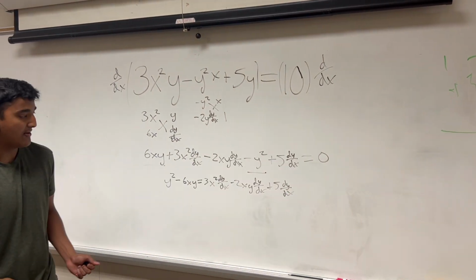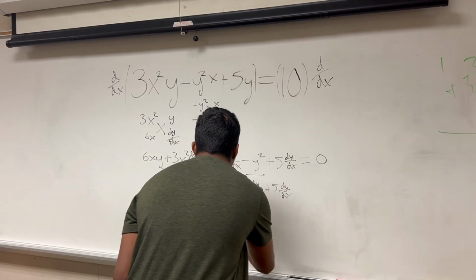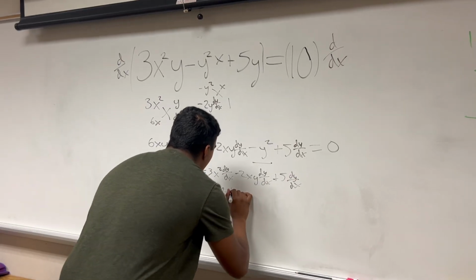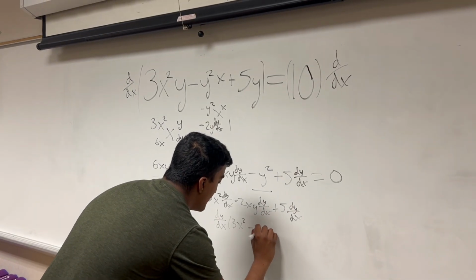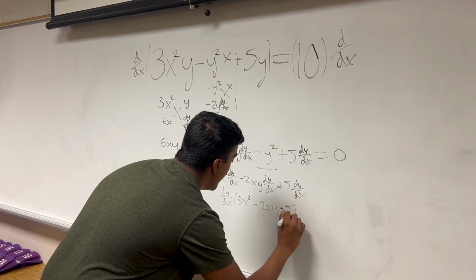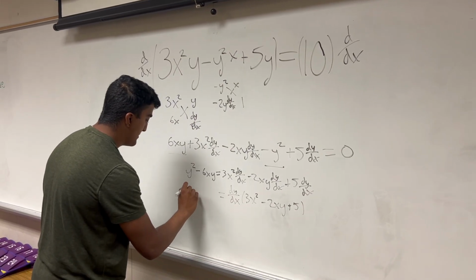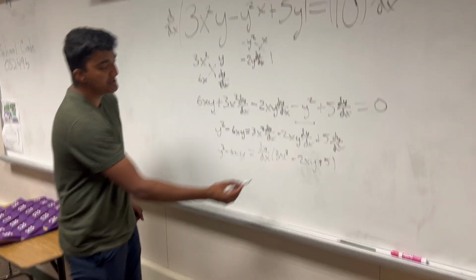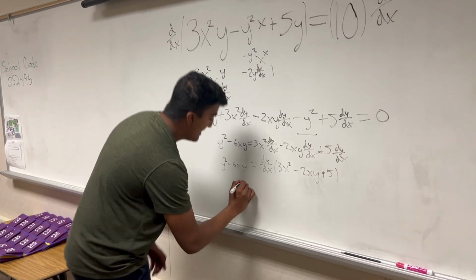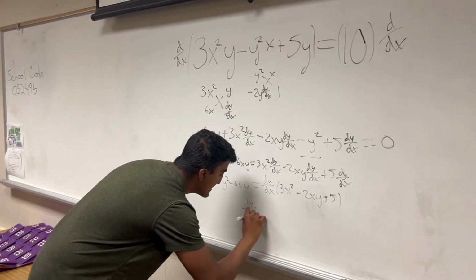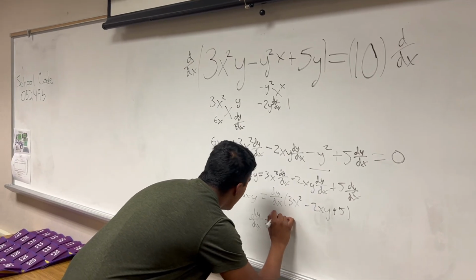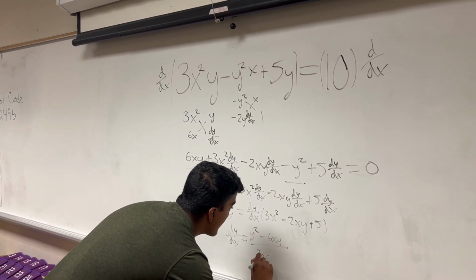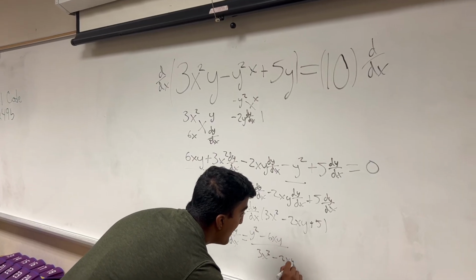All right, and now we're going to take out dy dx from this equation. So we're going to get dy dx times 3x squared minus 2xy plus 5 equals y squared minus 6xy. And now, really simple, we'll just divide this by this, and we'll get dy dx is equal to y squared minus 6xy over 3x squared minus 2xy plus 5.